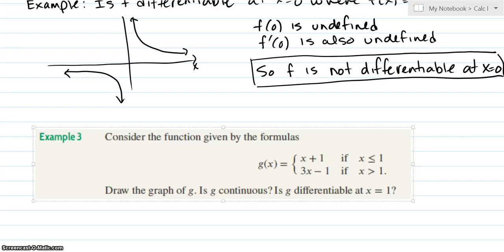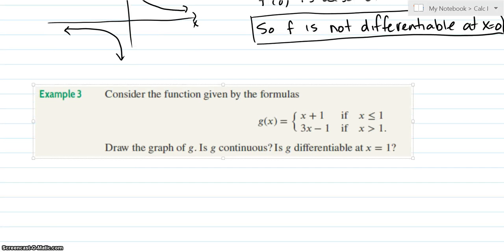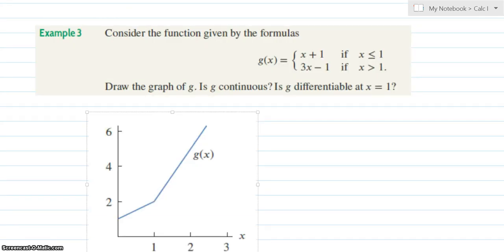Example 3 in the book, a piecewise function. So the difference between continuity and differentiability. It says draw a graph of g. Is g continuous? Is g differentiable? So I'm going to graph this line for x less than or equal to 1, and then this line when x is bigger than 1. x plus 1, so it starts at 1, it has a slope of 1, and then when x is after 1, it starts at 2, and it has a slope of 3.